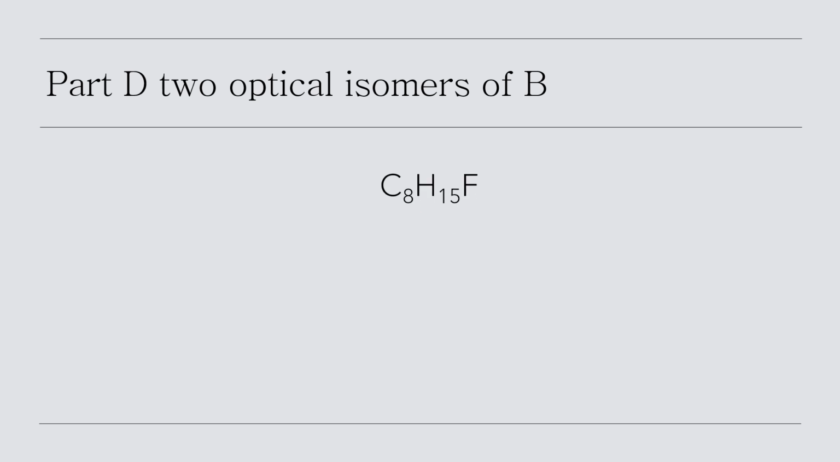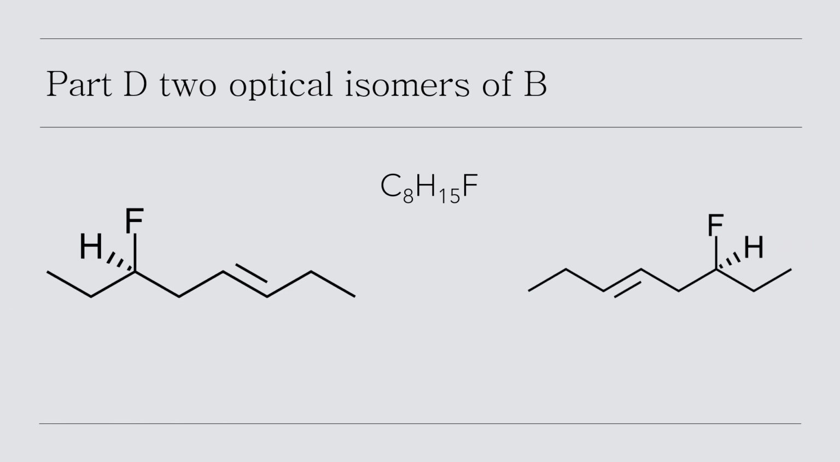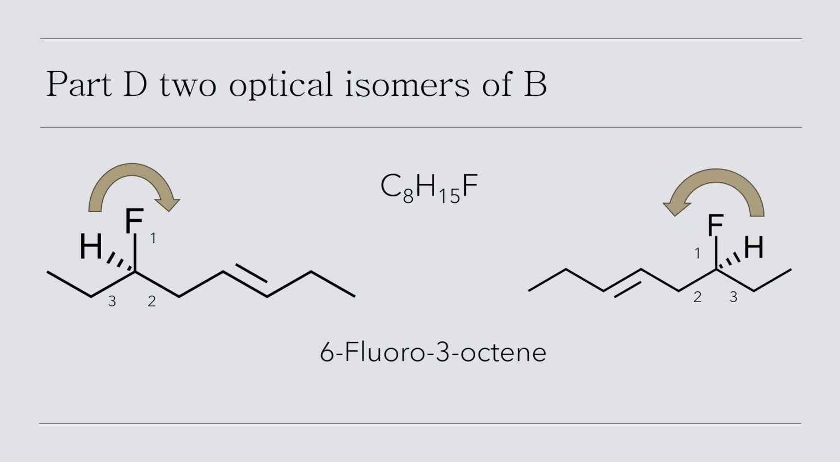So for optical isomers, I drew these two. They're both 6-fluoro-3-octenes, however they have a chiral carbon, which means they're open to optical isomerism. We number their groups by priority, with hydrogen taking lowest priority and being sent to the back. We then see whether it's clockwise or anti-clockwise. So on the left we have 1, 2, 3, which means it's clockwise, and on the right we have 1, 2, 3, which means it's anti-clockwise. This means the left-hand isomer is the R isomer and the right-hand one is the S.